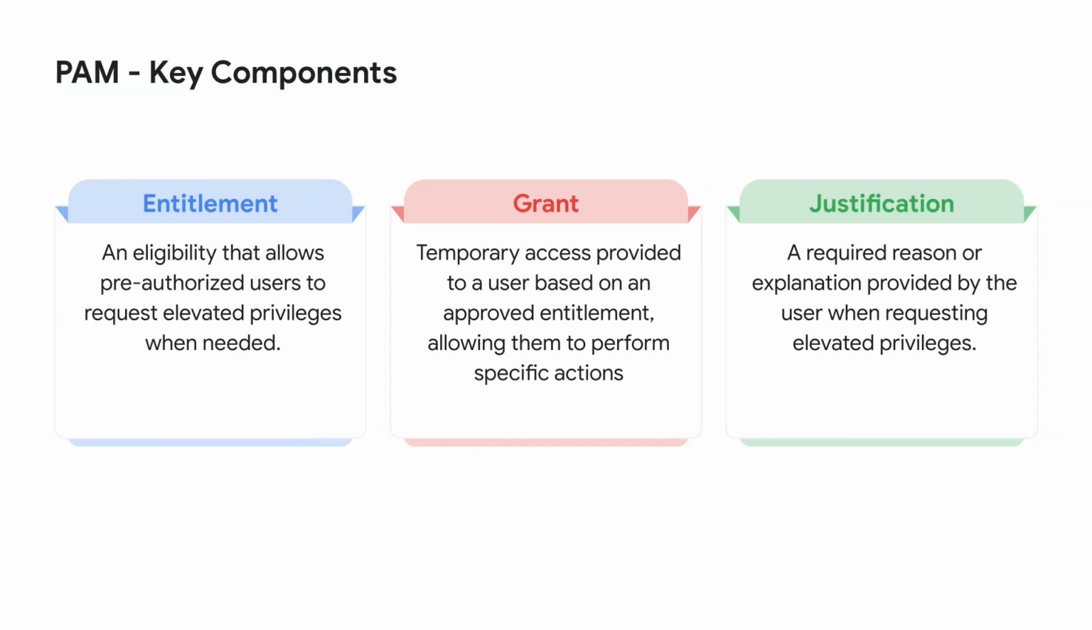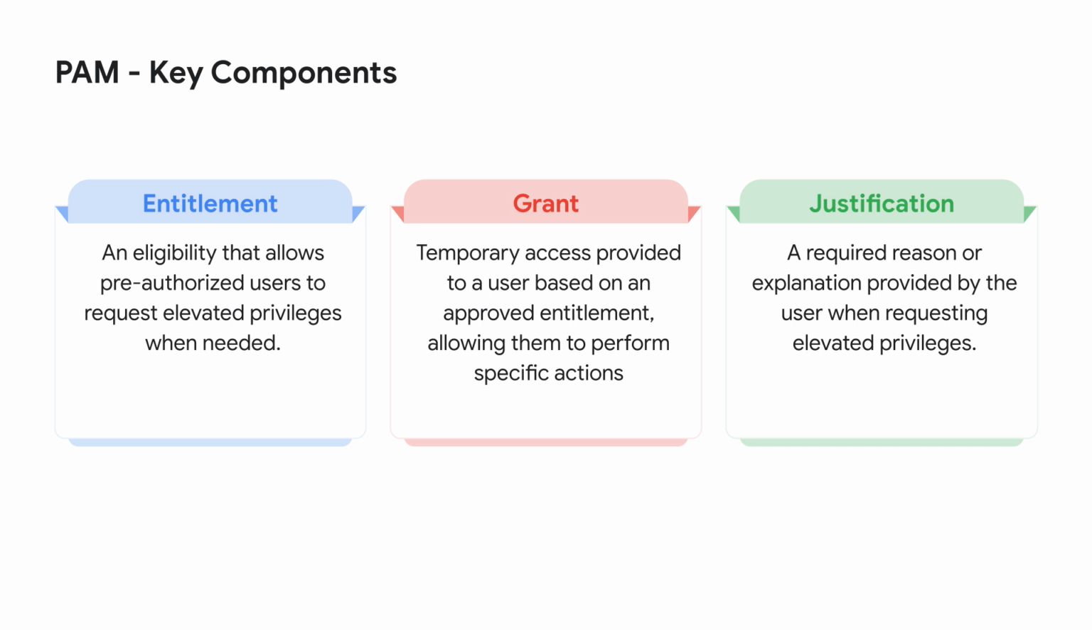Now, before we dive into the demo, let's quickly go over some key terms you'll come across when dealing with PAM. First, there's an entitlement. Typically, your IAM policy administrators will create these entitlements and assign a group of eligible users. Then we have the grant. Grants will be requested by your developers, cloud engineers, data analysts. Think of all the folks that typically perform the actual tasks. And finally, there's justification. Justification is the reason or explanation the user provides when requesting that elevated access, ensuring everything is well documented and accountable.